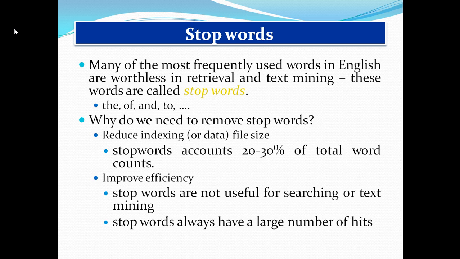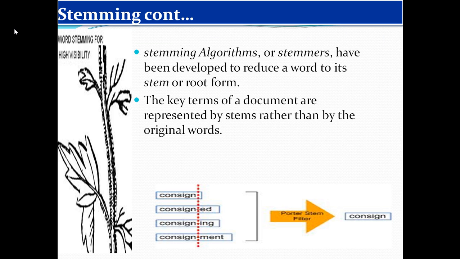Now why do we need to remove stop words? Because it will reduce indexing and also reduce the file size. It is also used to improve efficiency. Now stemming. Stemming is reducing a word to its stem or root form. For example, consigned, consignment, consigning, etc. are all converted to consign. Consign is the root word.